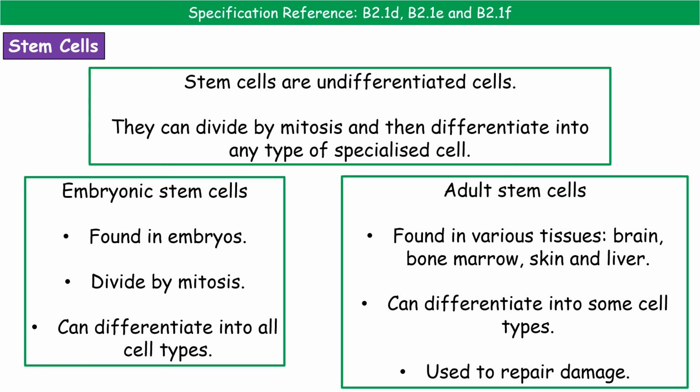So in terms of stem cell research, embryonic are far more useful to us than adult because they can obviously differentiate into all cell types, whereas the adult stem cells can only differentiate into some cell types.